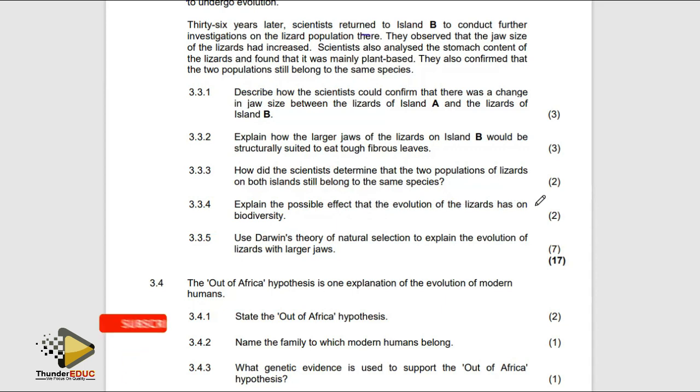Explain the possible effect that evolution of the lizards has on the biodiversity. Here, it can increase the biodiversity or it can reduce the biodiversity. Those are the two ways. If it forms new species, then automatically it has increased the biodiversity. If it takes away an existing species and then forms another species, then it is decreasing the biodiversity, because the other one is no longer existing.